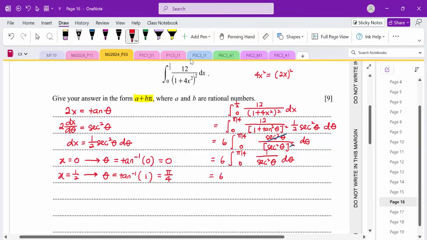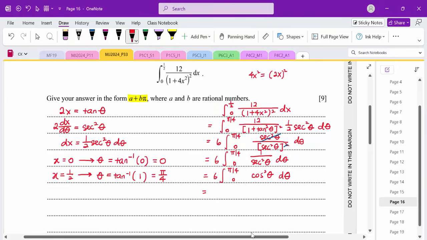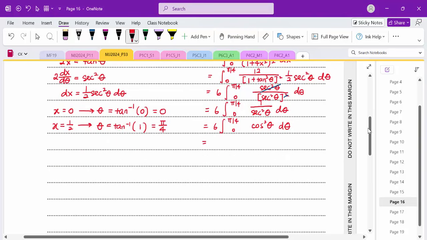Okay, so what can I write 1 over secant squared as? Secant is 1 over cos. So 1 over secant squared, we will get cos squared, because it is 1 over 1 over cos squared. So it will become cos squared theta. And now we need to continue to integrate cos squared theta. All right, so what's the correct technique for us to integrate cos squared theta? When you're having a square here, you cannot directly integrate it. So you have to try and change the cos squared theta into something without the square.